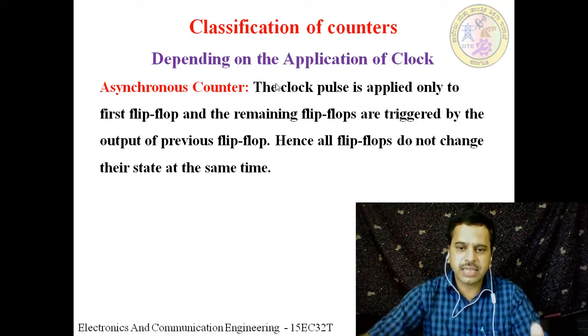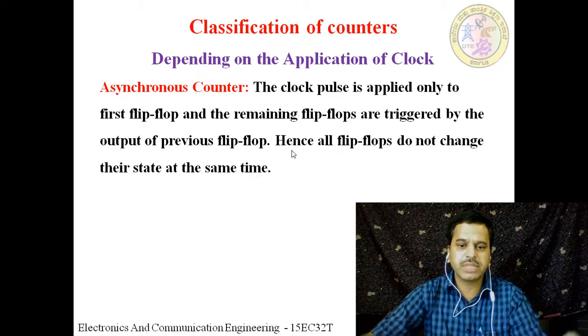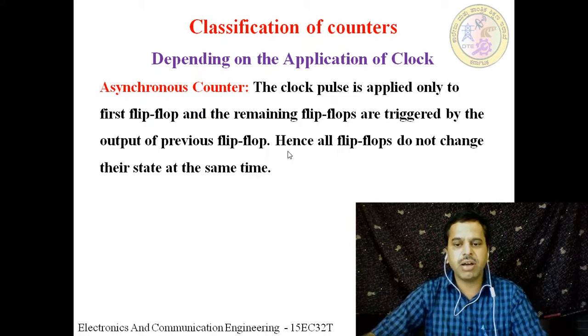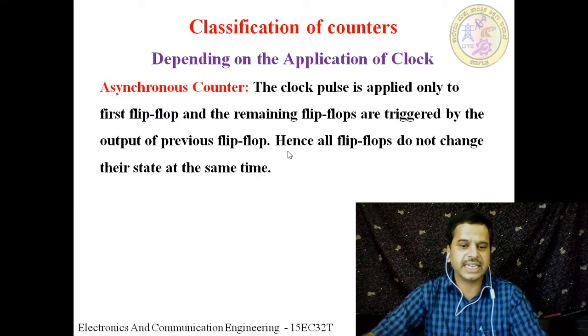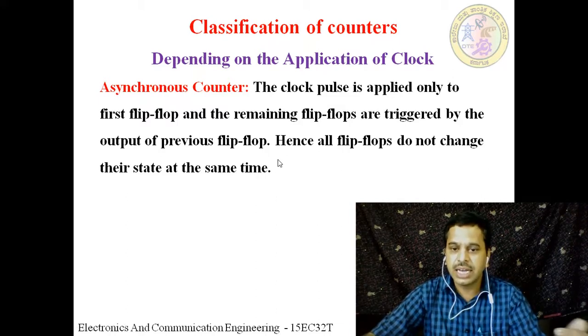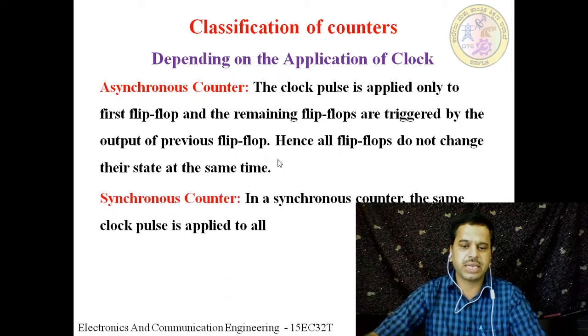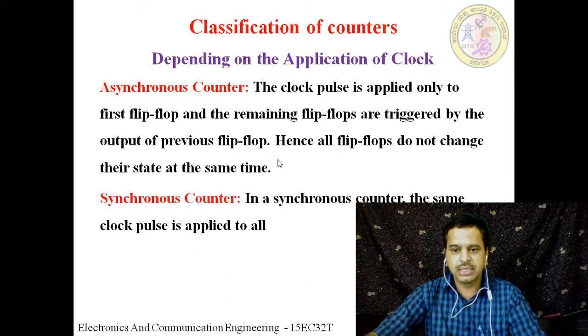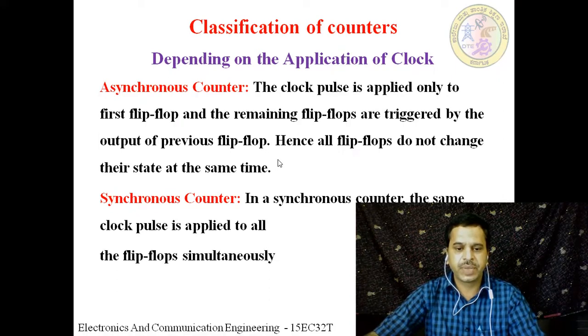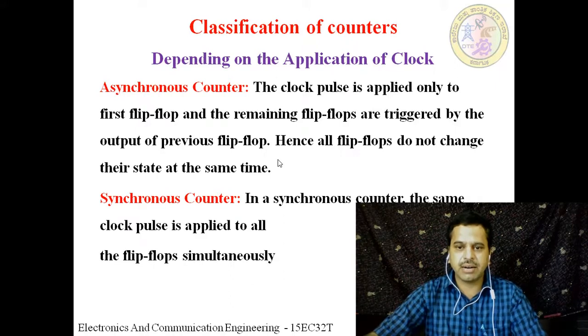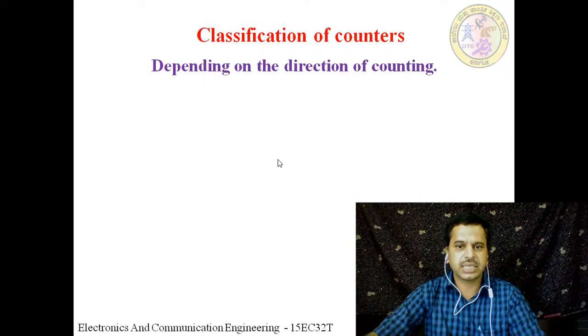The clock pulse is applied only to the first flip-flop, and the remaining flip-flops are triggered by the output of the previous flip-flop. Hence, all flip-flops do not change their state at the same time. That is called asynchronous counter. And the second one is synchronous counter. In a synchronous counter, the clock pulse is applied to all the flip-flops simultaneously. So all flip-flops are triggered and produce the output at the same time. That is called synchronous counter.